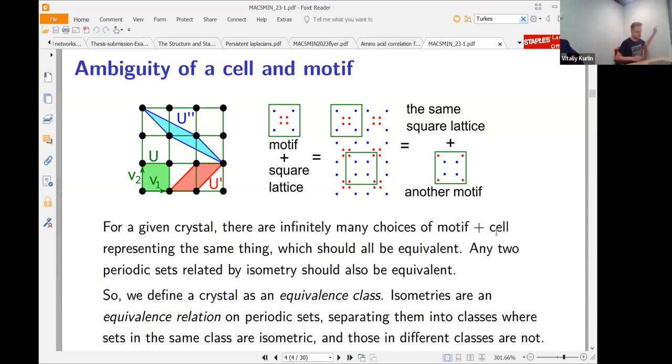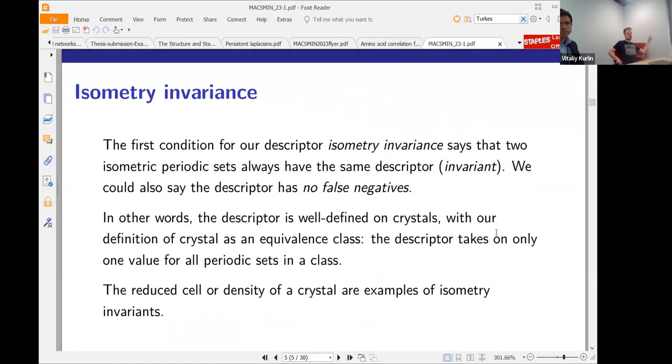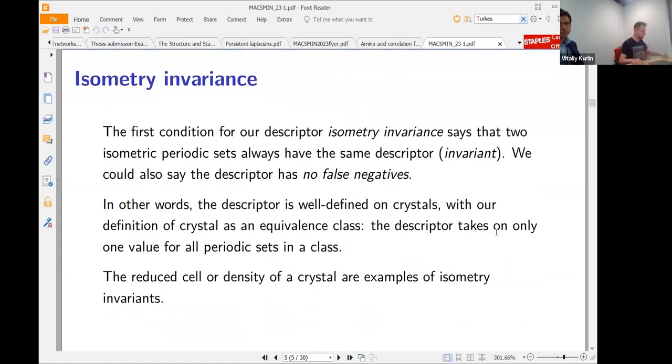And we want something that's going to be consistent with this definition. So the first condition is called isometry invariance, and it says that two equivalent crystals, no matter how they're represented, if they're related by isometry, should go to the same thing under our function. This is called invariance, right? It basically means that everything in one equivalence class, which is what a crystal is, has the same invariant. And you could tell that two things are identical very quickly by computing the invariant and just seeing if they're the same or not. That's the idea.